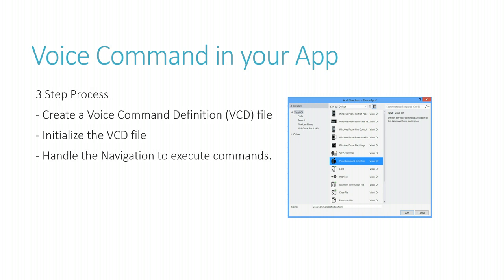Okay, so the three-step process for adding voice command to your Windows Phone project involves creating the VCD file and then initializing the VCD file and then handling the navigation of how you're going to execute the commands. So the first step of creating the VCD file, the VCD file is a simple XML file. This contains all the commands and other information that your app can recognize when a voice command is triggered.